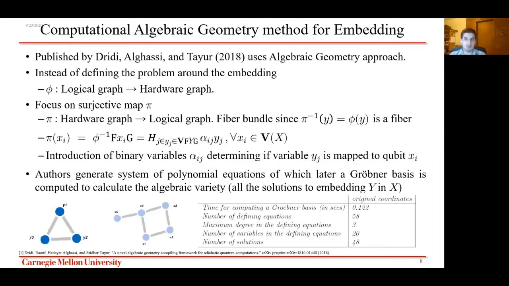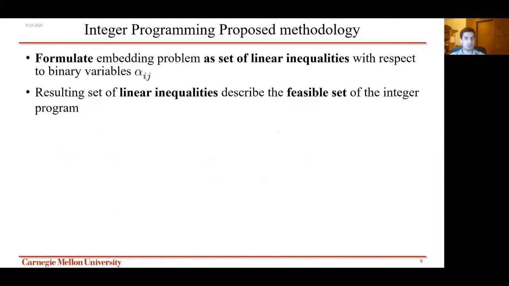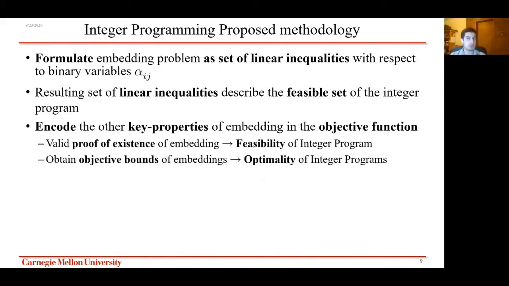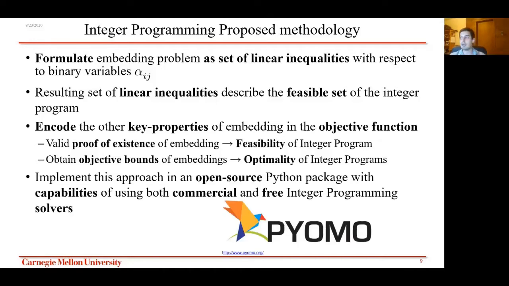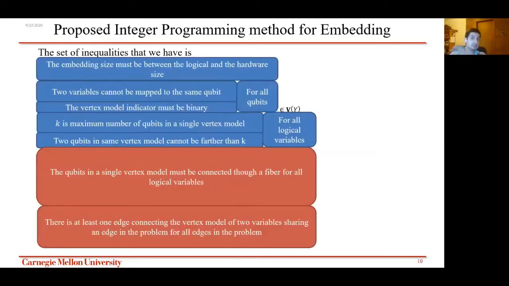So for this tiny example that I just showed you, the number of possible ways of embedding these graphs is 48. So now this approach, the one that we're proposing here, is through integer programming methods. And here what we want to do is encode these conditions inside of linear inequalities in terms of the same binary variables that were defined earlier. And we're going to solve this through integer programming. So we're only interested in a single solution instead of the whole variety, as in the algebraic geometry approach. And here we are going to use the feasibility of the integer program as a valid proof of existence of the embedding, and the optimality bounds as objective bounds for a given objective that we can define as these key properties that we were talking about. We implemented this in PyIOR, which is an open source Python package, which allows you to use commercial and open source MILP solvers.